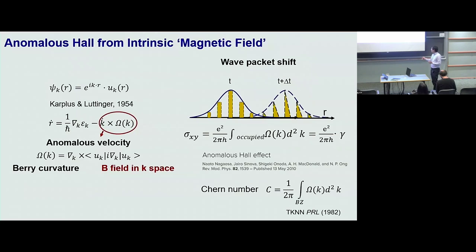When you have a band that's completely filled, like in the case of Landau levels, you have a Chern number, which is an integer, the integration of Berry curvature divided by 2 pi. And this is the TKNN picture to look at the integer quantum Hall effect. So clearly there's something you can make use of. Instead of the external magnetic field, you can just use the intrinsic magnetic field to assemble a quantum Hall state at zero magnetic field, right?